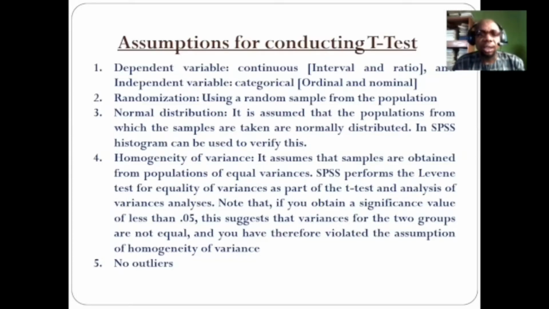The first one is we must make sure that we have two different variables, the dependent variable and an independent variable. The dependent variable must be continuous, interval or ratio scale, while the independent variable should be categorical, which is either ordinal or nominal scale.